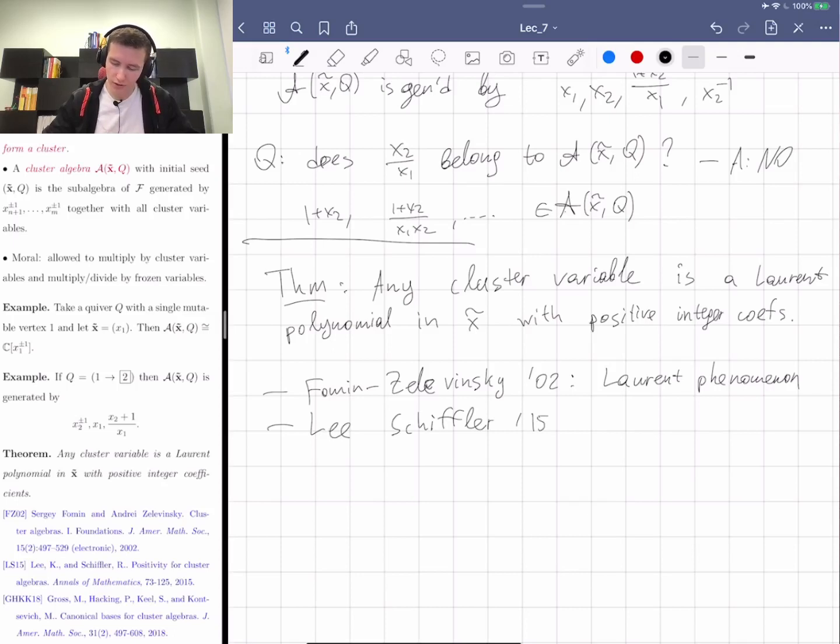Yeah, see, it's in 2015, that's pretty recent. They proved positivity for quivers.